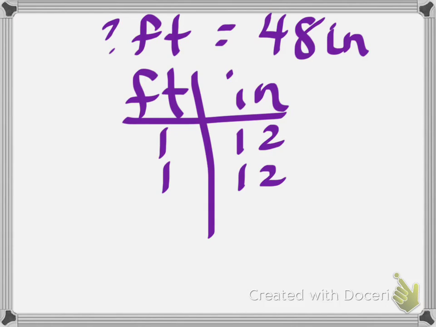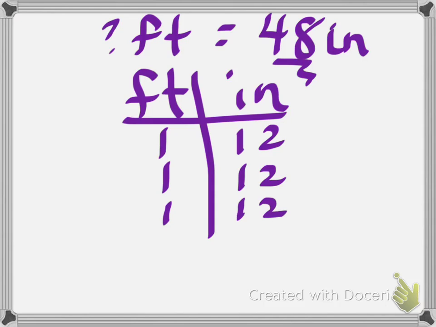Well, let's see. I'm not sure. I know I'm looking for 48 inches. So I have 2 plus 2 is 4, 1 plus 1 is 2. Is that the 48 that we're looking for? Absolutely not. So I'm going to erase that, and I'm going to keep going.